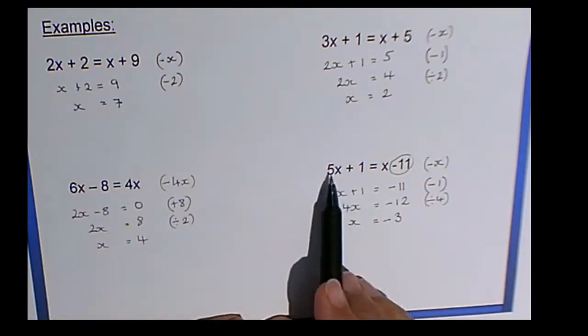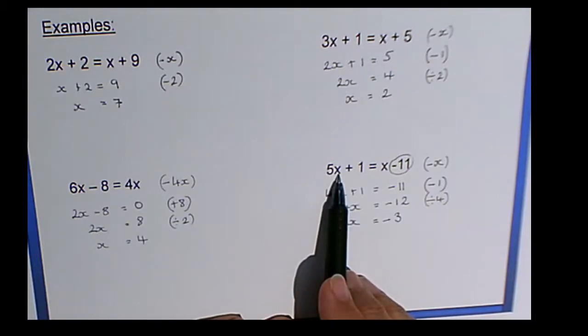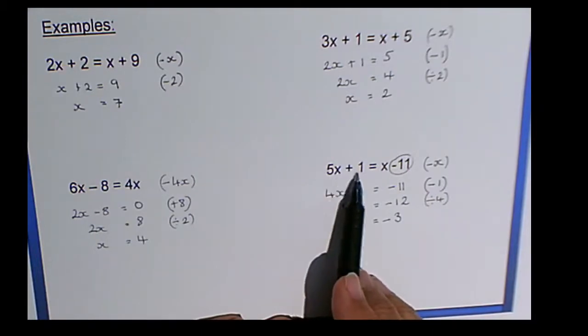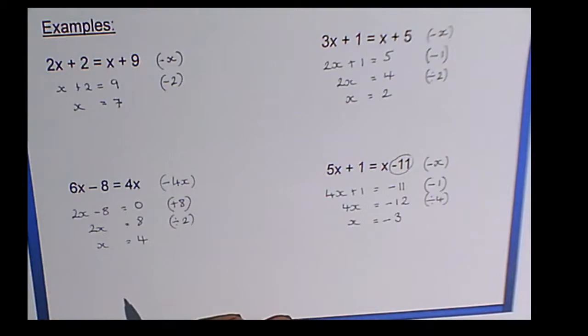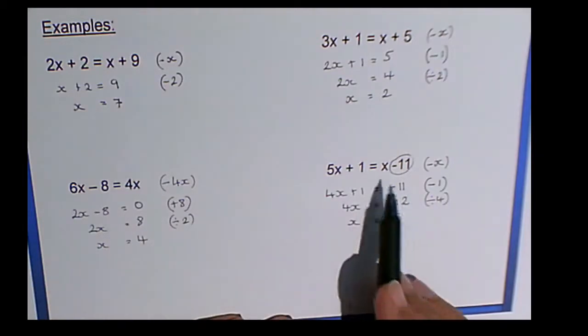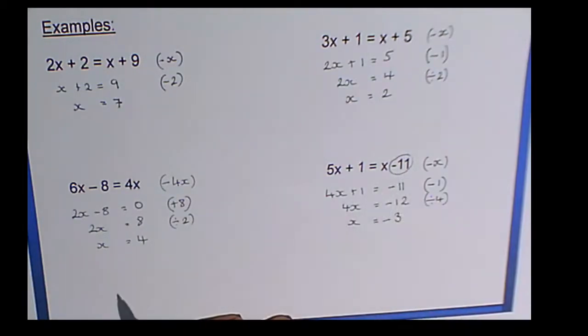Let's check. 5 times minus 3 is minus 15. Minus 15 plus 1 is minus 14. Minus 3 minus 11 is also minus 14. So you do need to make sure then you know your negative number rules and that some of your answers may very well be a negative value. Pause the video if you need to. Make sure you've copied down those examples clearly and you've understood each step.